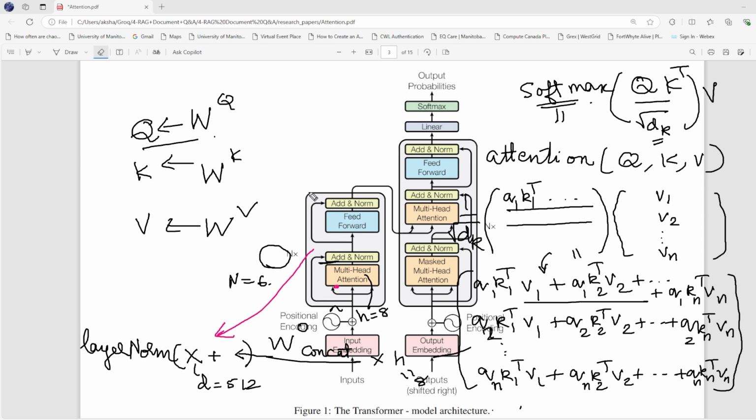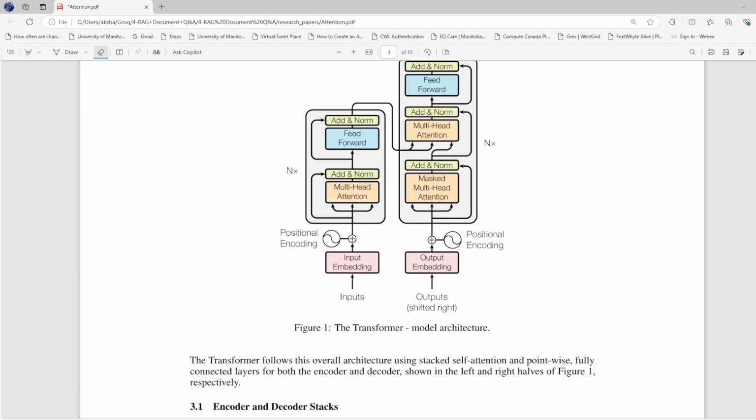And again, there's a residual connection. So the input will be added to the output of this layer, and then there's layer normalization happening, the same as this one. So there is layer norm of the input plus whatever is the output that's coming from this feed-forward network. And so let me show you the feed-forward network.